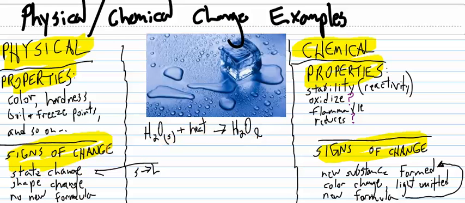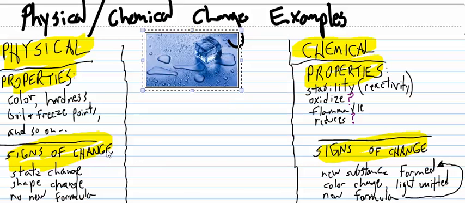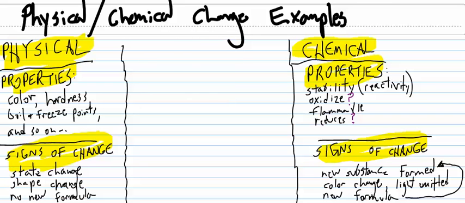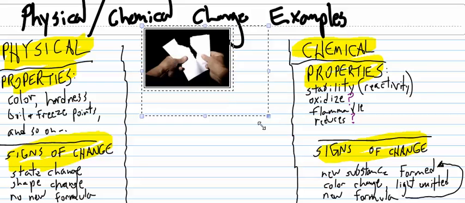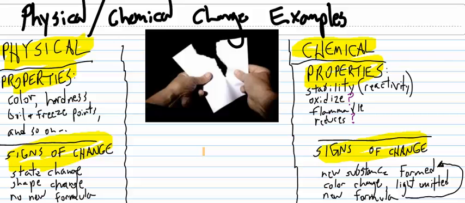Okay. Let's see here. The next one. I'm not sure I'm doing this the best way, but we're going to do it this way. The next one. Tearing paper. I'm not going to write anything about this one because I think you should get this one pretty fast. Tearing paper. What do you have? It's a shape change. We had one piece of paper, now we have two. They're both still paper. We got no new formula, no new chemical. Okay, so that one was pretty easy.